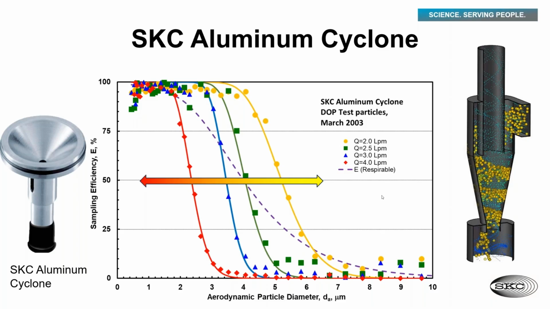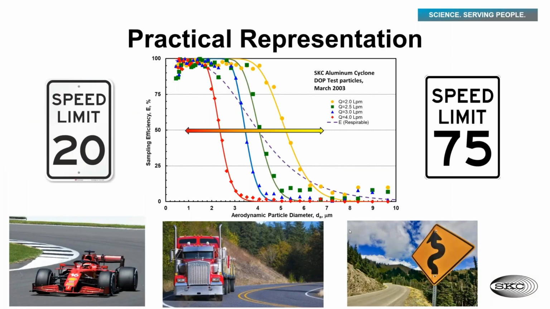Now, last slide to give you kind of a visual example of what this might look like is if you can imagine going around a sharp country road in a nice F1 car. These smaller particles, just like the F1 car, are able to stay suspended in that airstream, whereas these larger particles, much like the semi, as you start increasing that cut point, more and more of these larger particles are dropping off and not being caught on your filter, whereas they're being spun off and not collected at all.